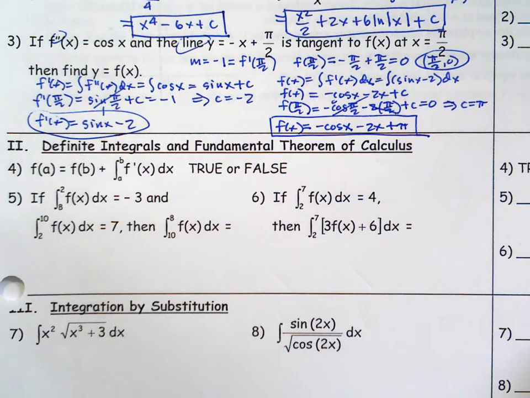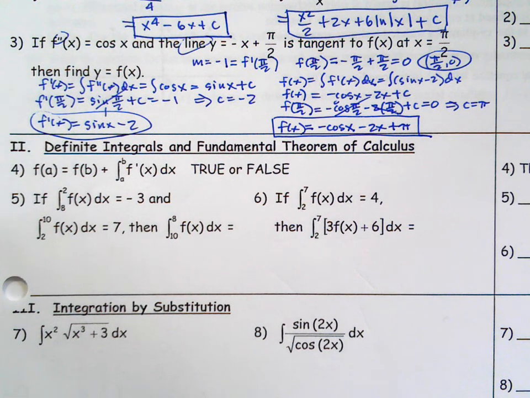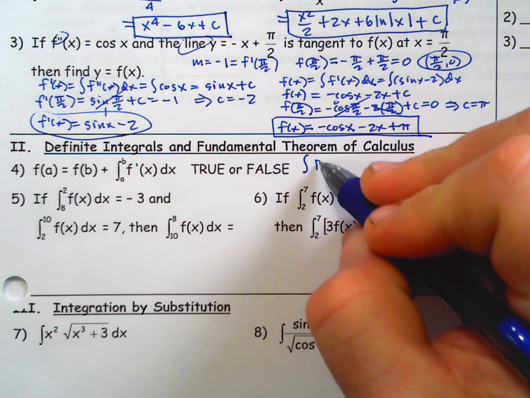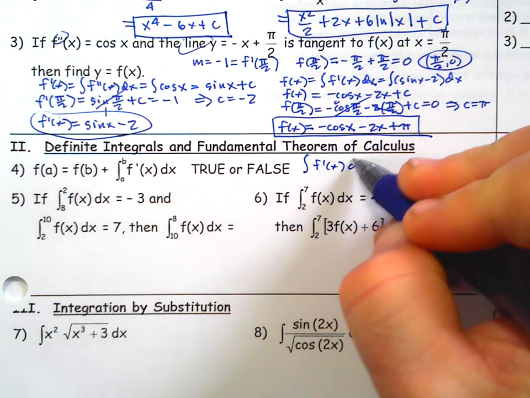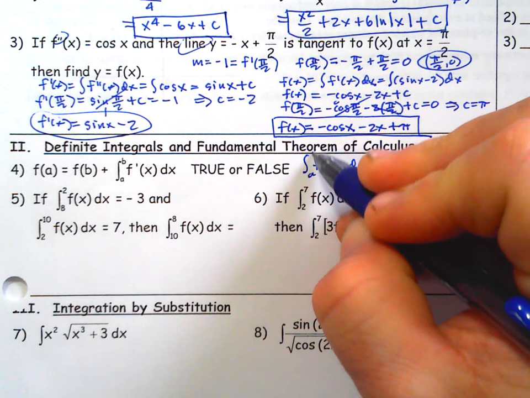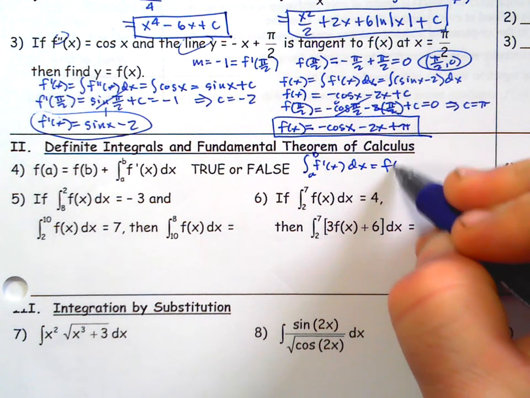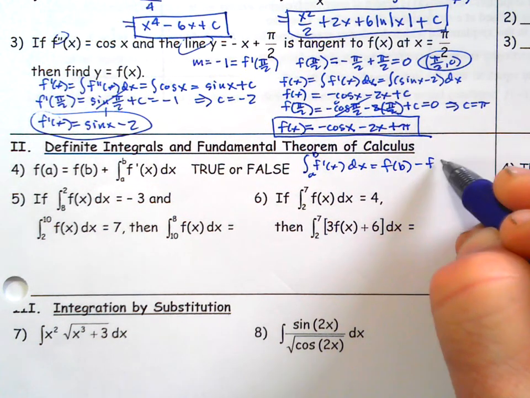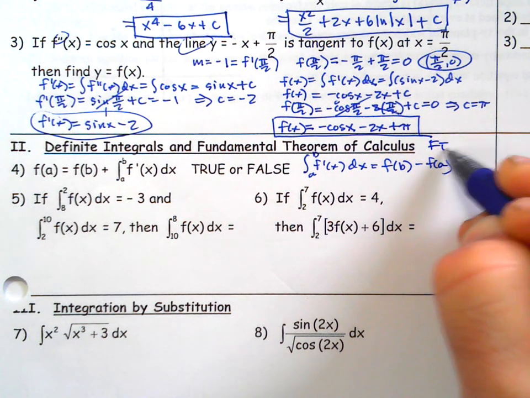Let's see, f of a equals f of b plus the integral of a to b of f prime x, true or false. So this kind of looks like a fundamental theorem of calculus, but usually I don't memorize it like that. I think of it like this. I say, okay, well, if we're going to go from a to b like this, then that would be f of b minus f of a, right? Fundamental theorem of calculus, part 1.